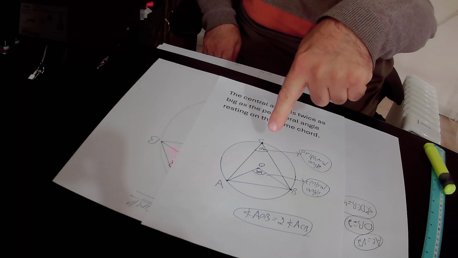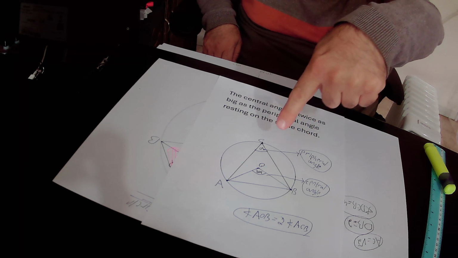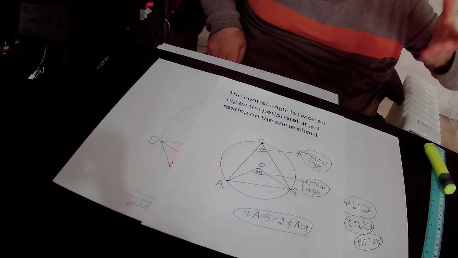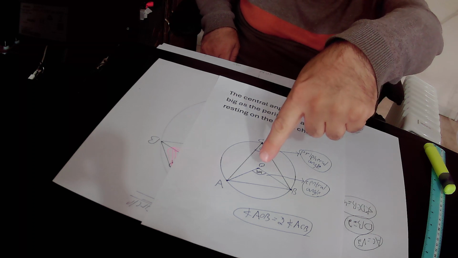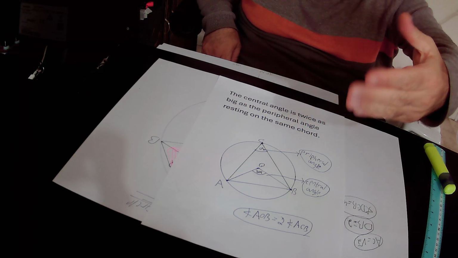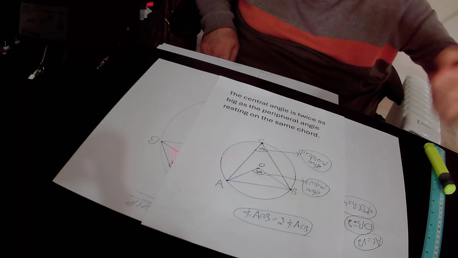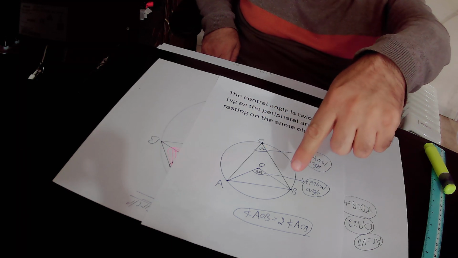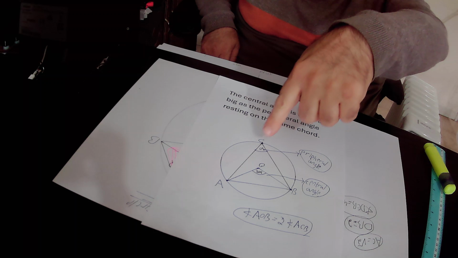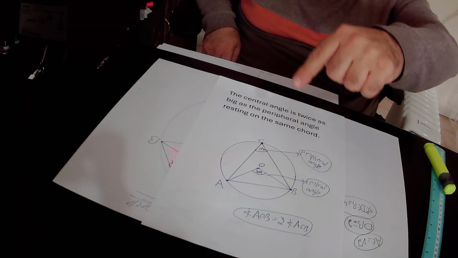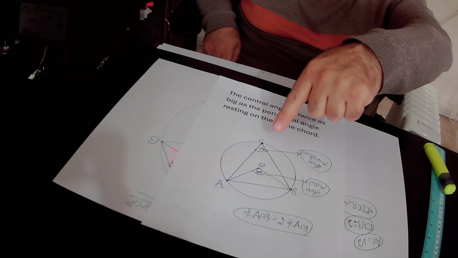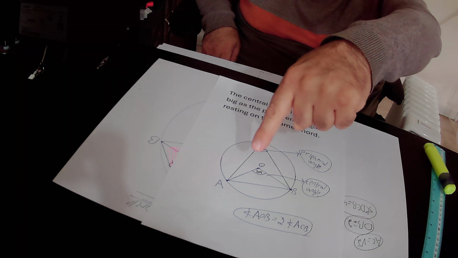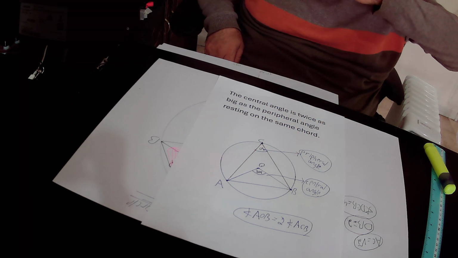This angle ACB is the peripheral angle that rests on chord AB, and it is equal to alpha. This angle AOB is the central angle that rests on the same chord AB. Therefore, according to this rule, the central angle must be twice as big as the peripheral angle ACB. The peripheral angle ACB equals alpha, therefore the central angle AOB must be equal to 2 alpha. Okay?